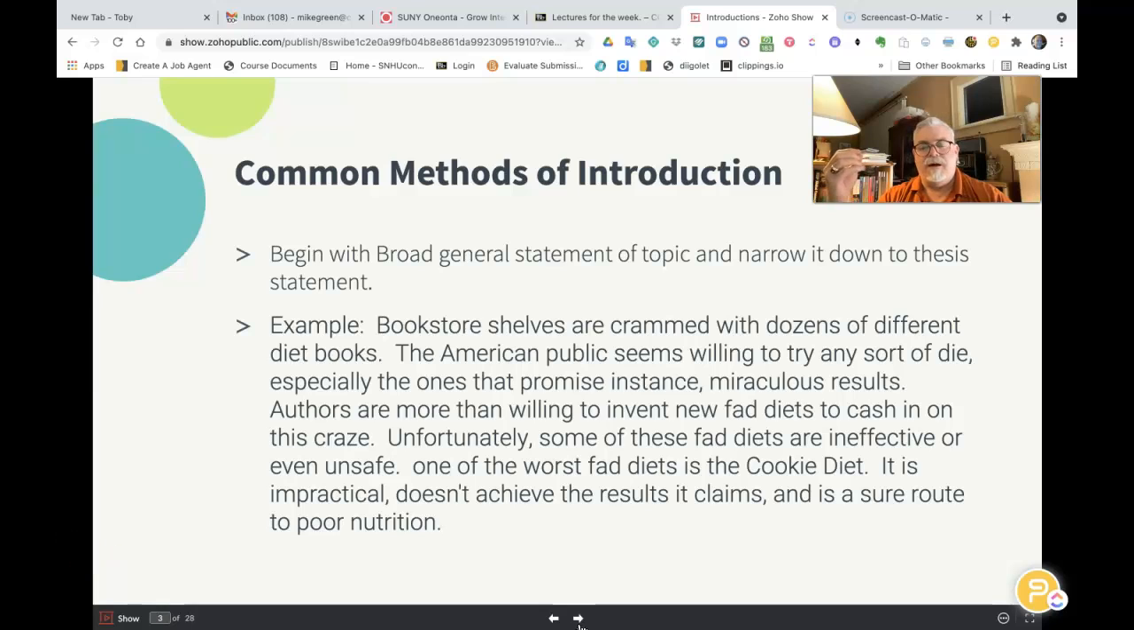Now, if you were to begin this introduction in another way, you would also want to include some points. After miraculous results, you would want to say, okay, often these diets are impractical. You want to talk about what's impractical a little bit, a little bit about why it doesn't achieve those results, and why it's bad nutrition. These are some of the things that you can do. And so this is one example of a way that you can start with broad and go to very narrow.